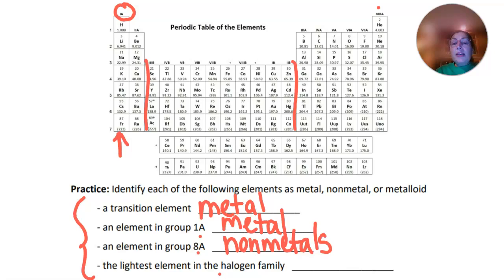The lightest element in the halogen family. Okay, so halogens were right here. They were in 7A. The lightest would be fluorine, and it would definitely be a nonmetal. I notice we don't seem to have any metalloids here, but again, a reminder, those would be elements like boron, silicon, germanium, arsenic, antimony, tellurium, polonium. So we're looking at this stair step right here, everything except aluminum, because we know that it's a metal. Okay, so hopefully with this practice, you're feeling really confident about the periodic table.